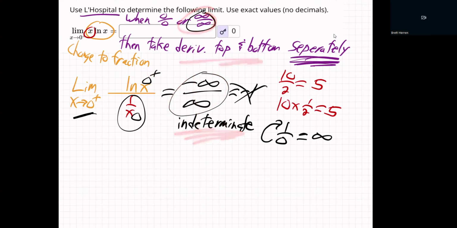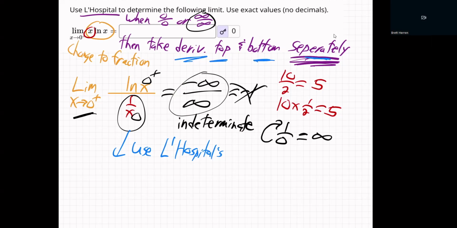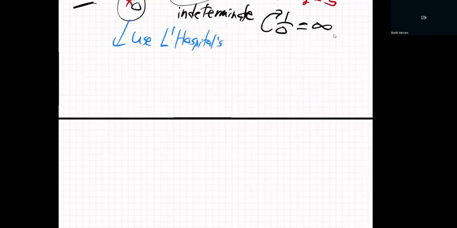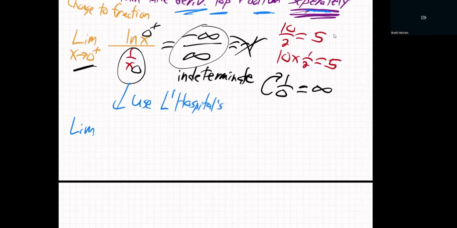Infinity over infinity. Then we can do L'Hopital's rule, which says what? Take the derivative. So I'm going to use L'Hopital's rule, which means I'm going to do the derivative of the top and the bottom separately. So move down here, separately. So this becomes the limit as x goes to 0 from the right.